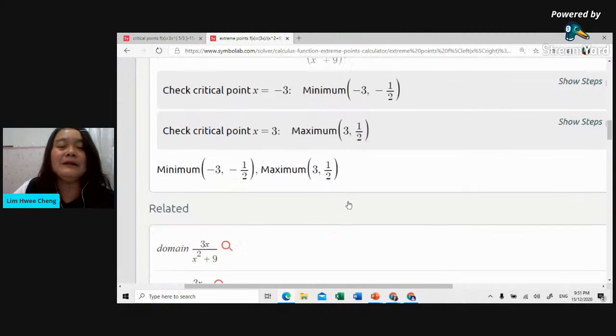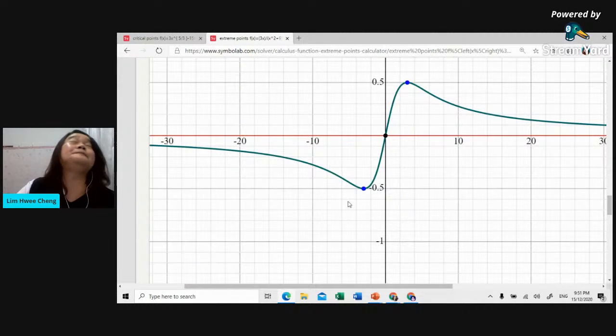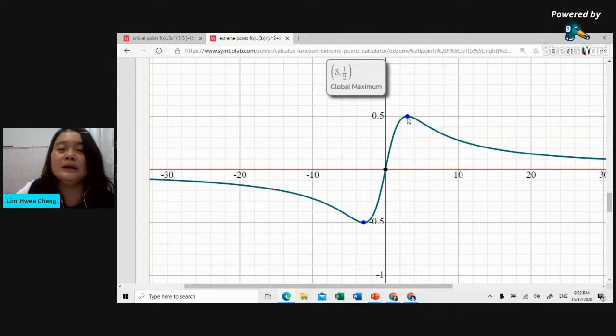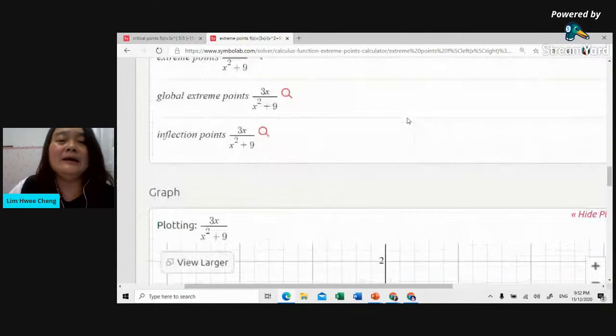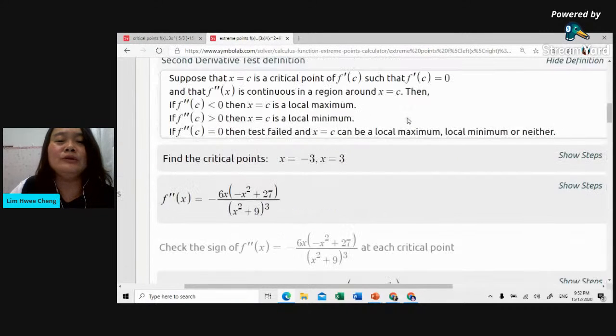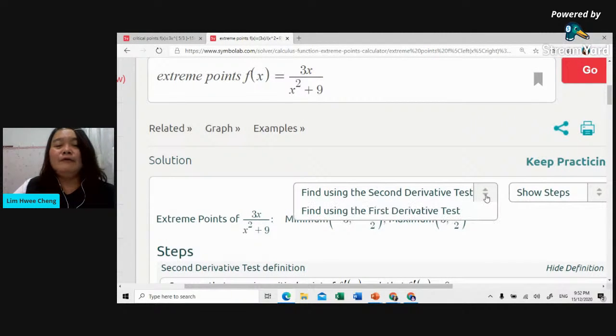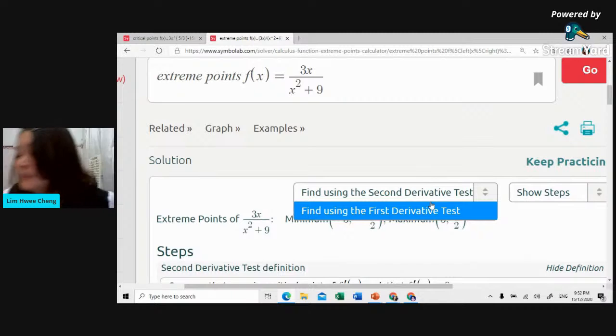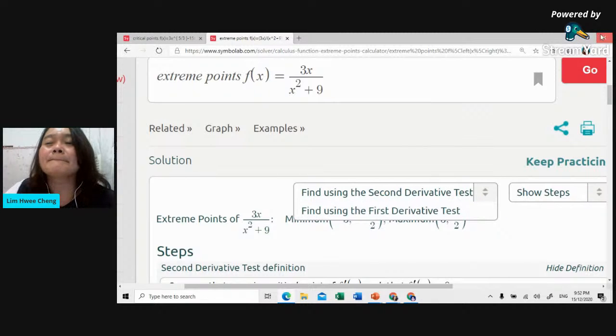Okay, kalau you nak tengok grafnya pun ada, you scroll kat bawah. So ini adalah minimum tapi kita tak minat untuk soalan ni, dia nak besar kosong. So dia tengok point ini sahaja. So this is the point. 3, 1 over 2. You see? 3, 1 over 2. So you are correct. Okay? So you can easily test. Okay? So again, I repeat. So if you want to choose which test you want, you just simply change lah whether it's first or second derivative. Okay, boleh.